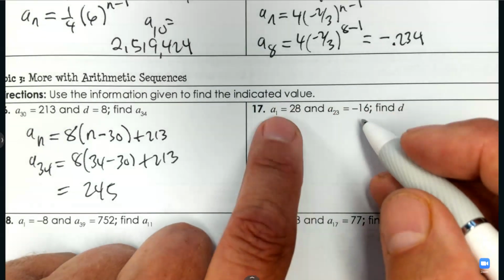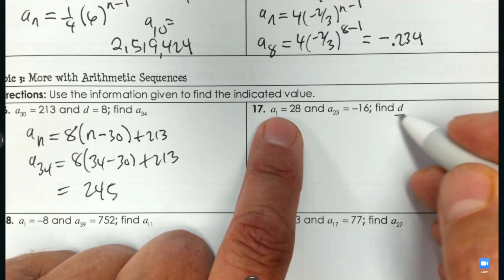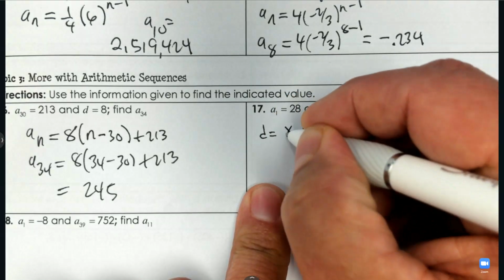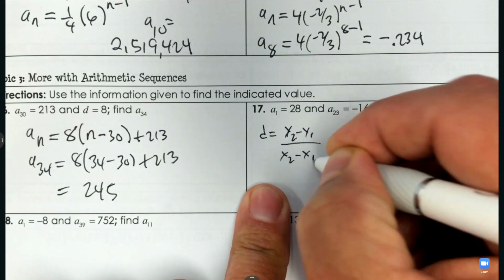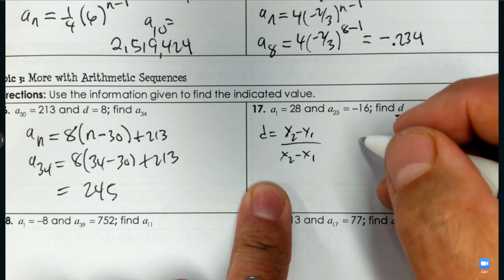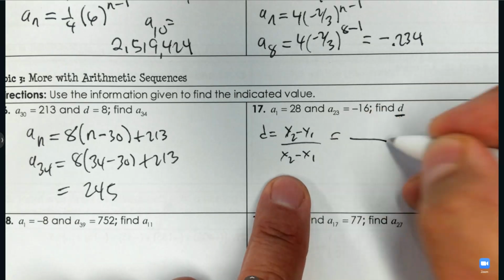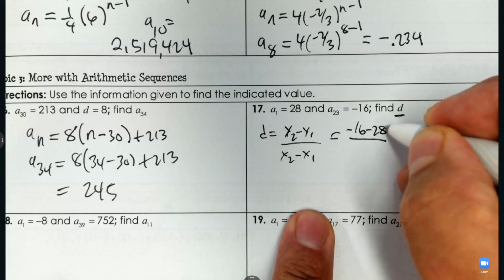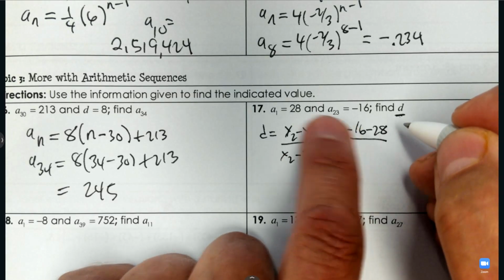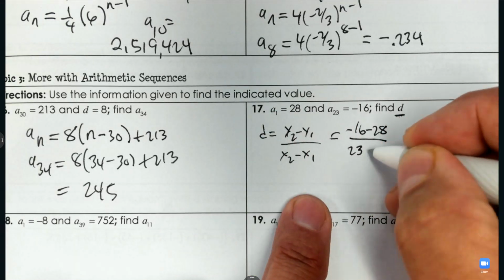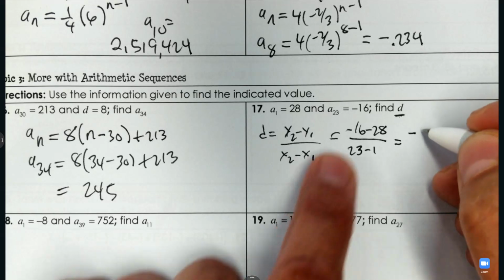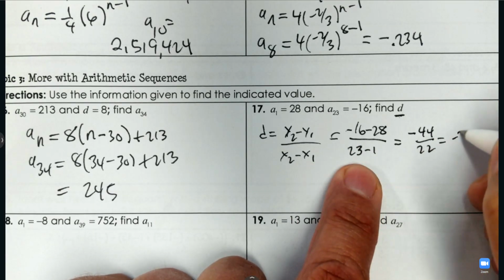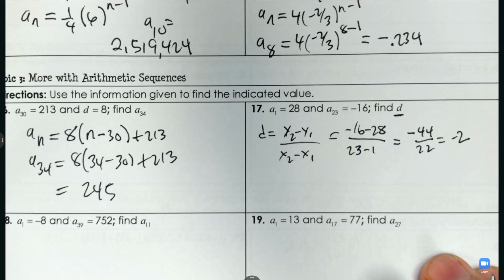All right, we have two terms, but they're not consecutive. How do I find the common difference? So to find the common difference is like the slope formula that we used back in Math 1, y2 minus y1 over x2 minus x1. In this case, our y values are the answers, so it's going to be negative 16, subtract 28, and the x values are the term numbers, which are 23, take away 1. So the numerator is negative 44, the denominator is 22, so when I divide it, the common difference is negative 2.